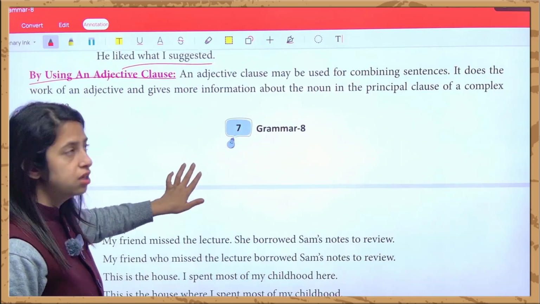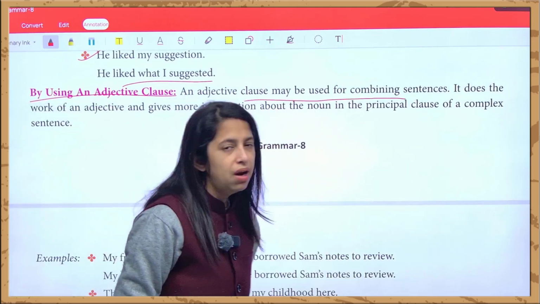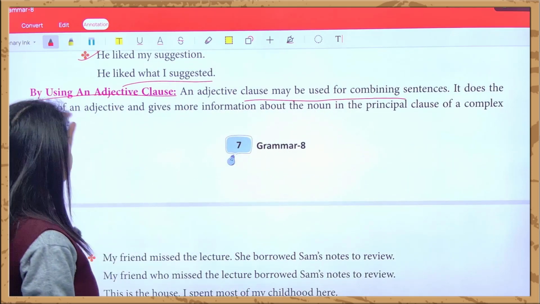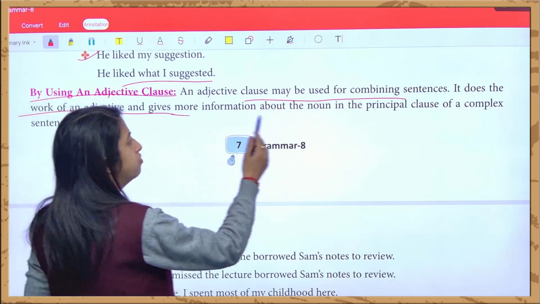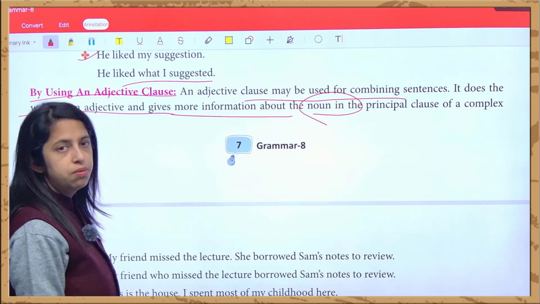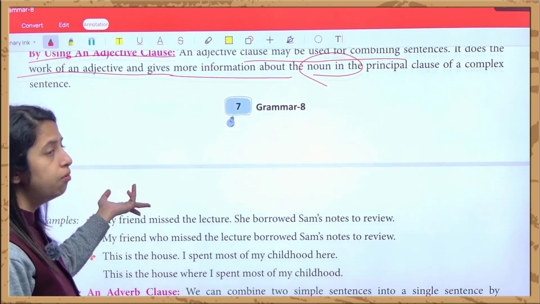By using an adjective clause can be used for combining these sentences, right? And it does the work of an adjective, adjective के जैसे function करेगा, and it gives the information about a noun in the principal clause of a complex sentence.